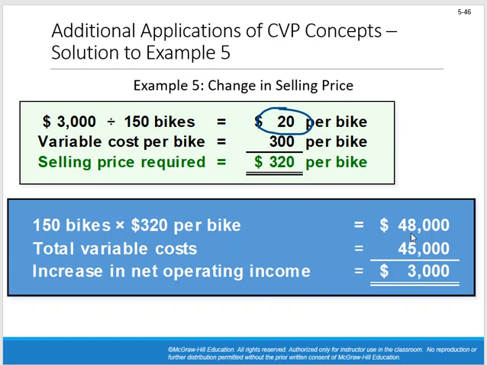And here they've shown the math to prove it. 150 bikes times 320 is 48,000. We subtract our variable costs. So again, our variable cost per bike is still 300 per bike times 150 is 45,000, which results in an increase to net operating income of 3,000. And take note, this has no bearing on our fixed expenses. We don't even factor that in. So we just know that we need to generate a CM per bike of $20.